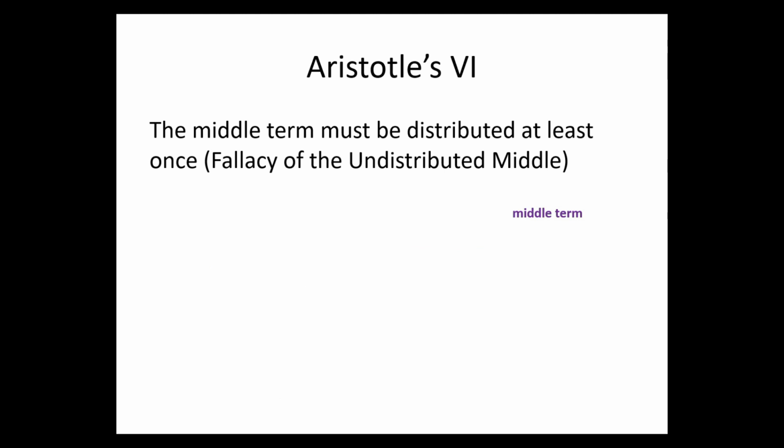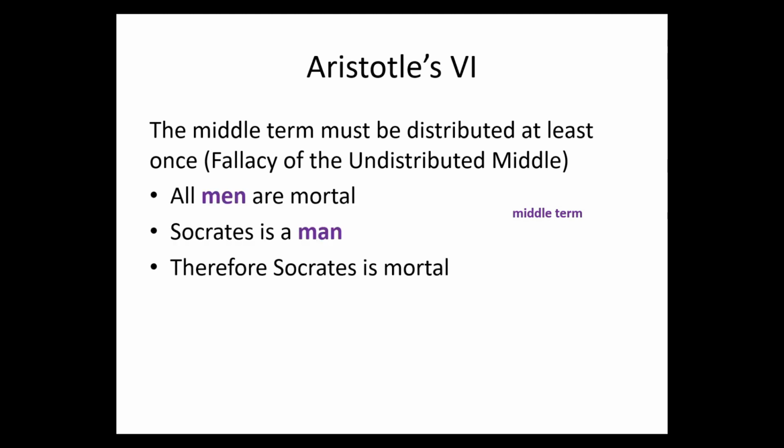Next, the fallacy of the undistributed middle. The middle term must be distributed at least once. The middle term, in logic, is the one that does not appear in the conclusion. All men are mortal, Socrates is a man, therefore Socrates is mortal. You have your three terms, men, mortal, and Socrates. Which of those three terms doesn't show up in the conclusion sentence? It's man. Therefore, man is the middle term.